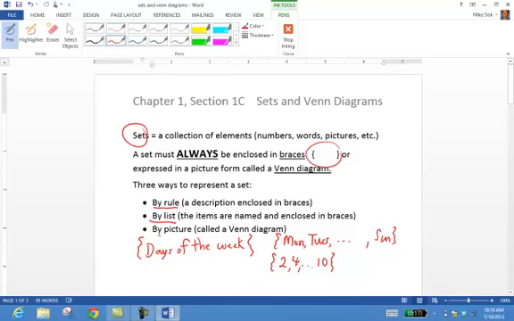The third method is by using a special kind of picture called the Venn diagram. The Venn diagram, named after a mathematician named Venn, deals with circles and sometimes rectangles involved with it. And I'll show you several examples of this, and specifically the Venn diagram, in just a minute.